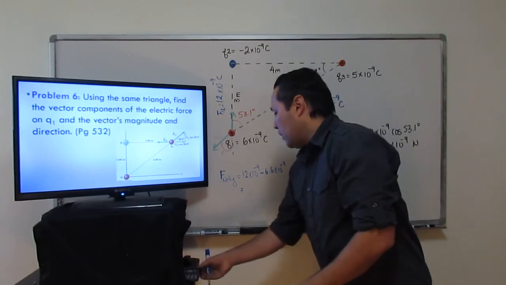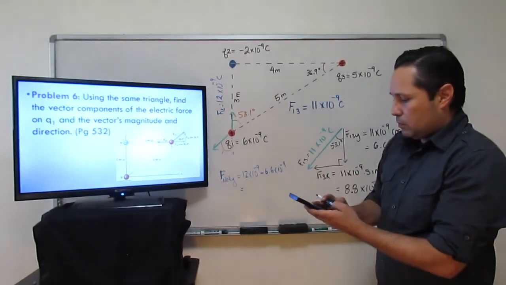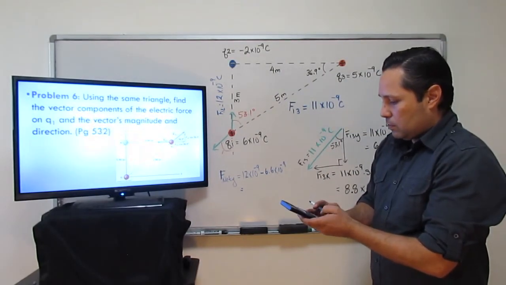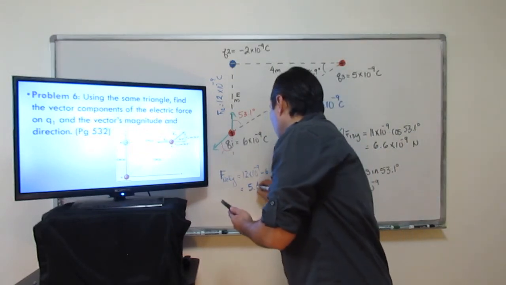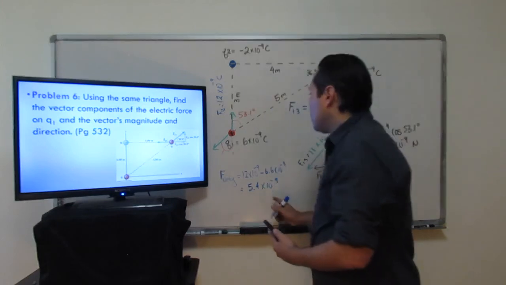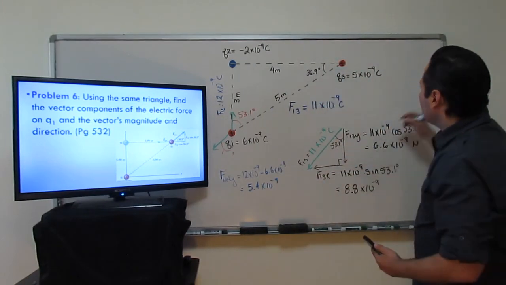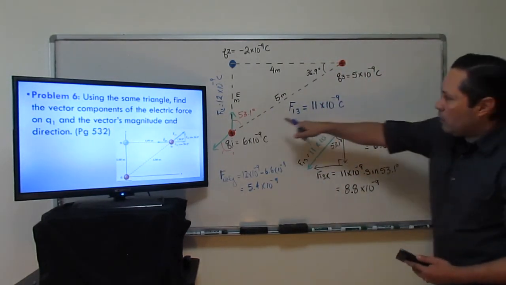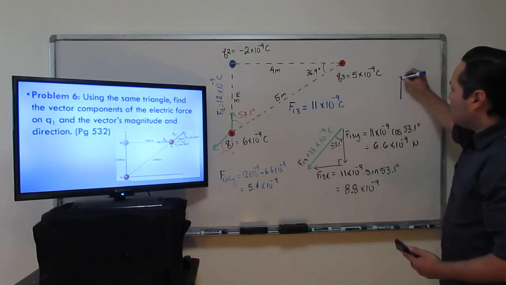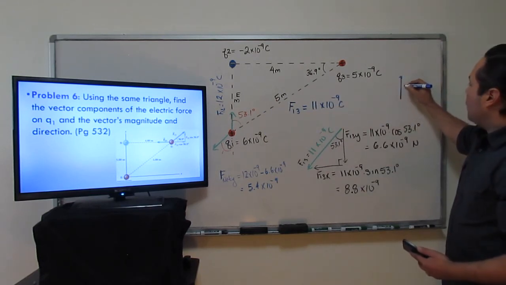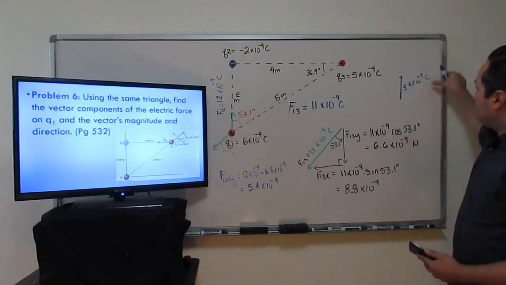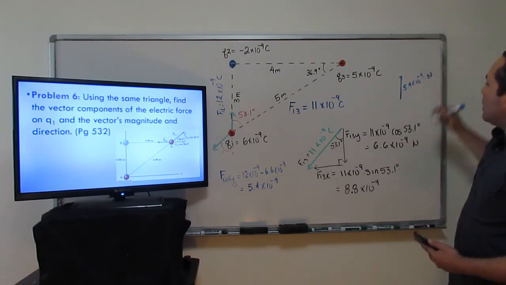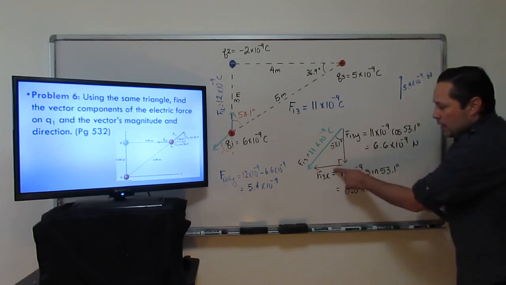So that gives us the following answer, 5.4 times 10 to the negative 9. Notice it's positive, so therefore it's going up. So I'm going to draw a vector arrow with the net force going up, and it has a value of 5.4 times 10 to the negative 9 coulombs. Sorry, not coulombs, newtons.